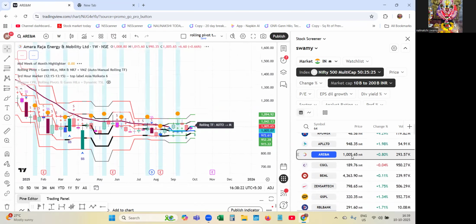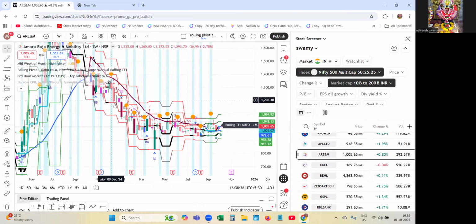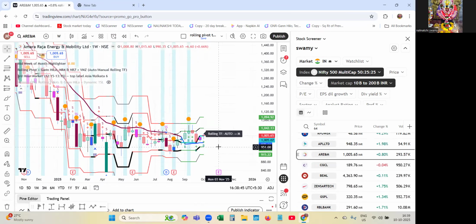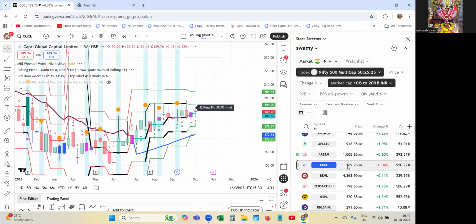Let me check this. Arena, it is above the weekly pivot. Amara Raja Energy Mobility, you can consider this. Amara Raja Batteries actually, the name has been changed. It had continuously gone low and now it is showing signs of reversal. Trend is also changing and apart from that, price is above the weekly pivot. You can consider and you can put a green over here. So like that, quickly I'll go on clicking the stocks.